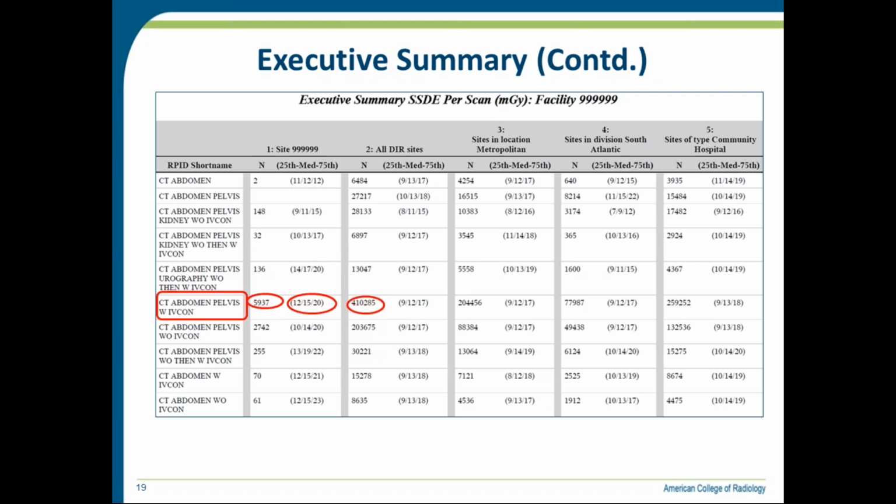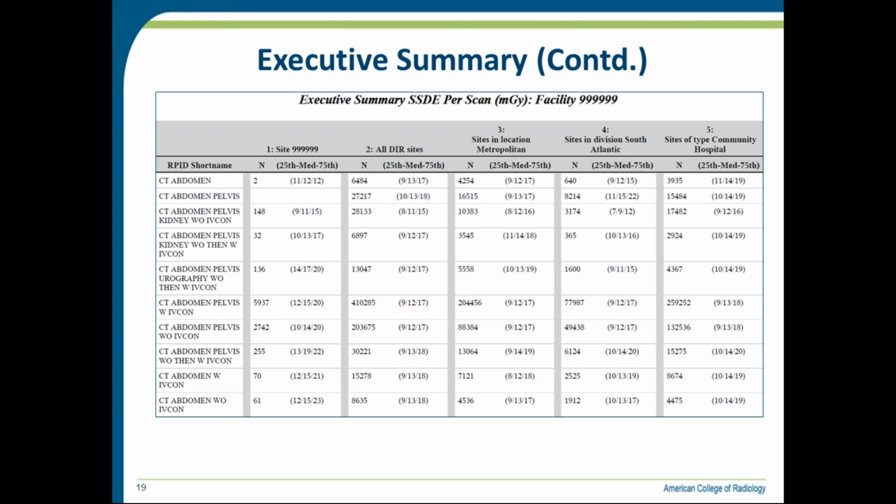You can see that at national level we had over 410,000 exams from all over US. So this is national level. So it is a very high volume exam, as I said. So there are a large number of exams for this protocol.